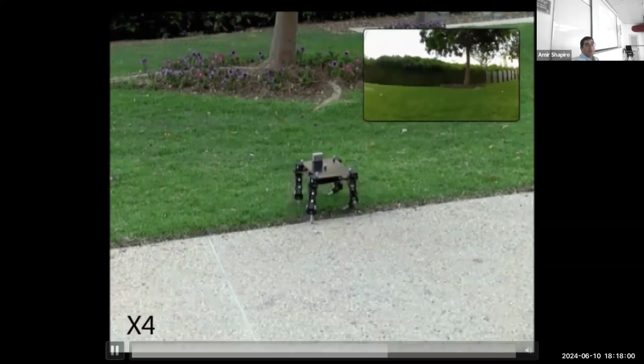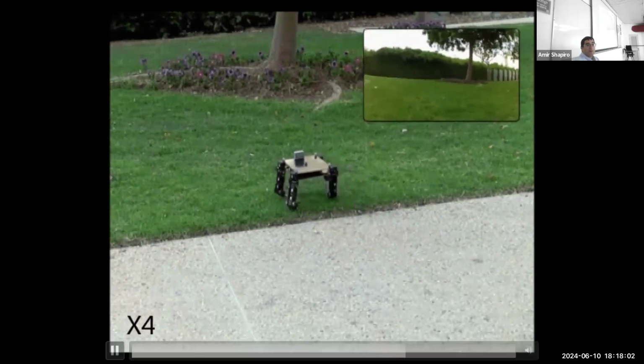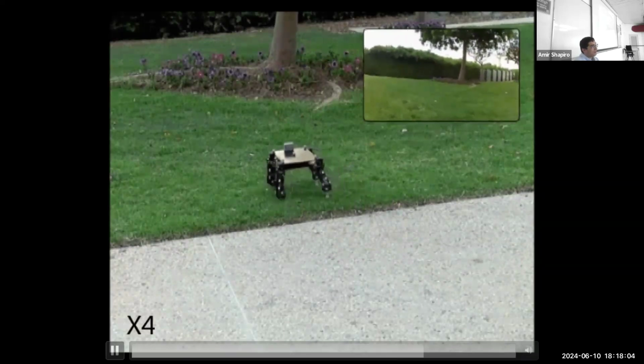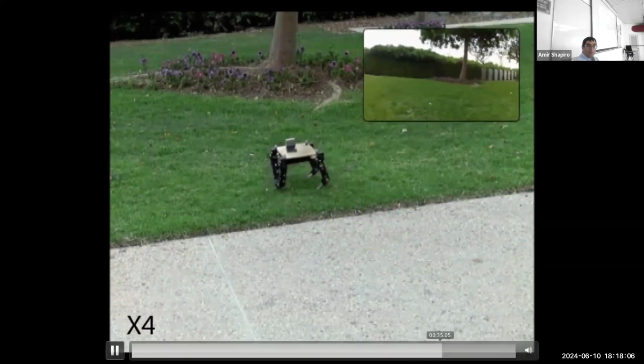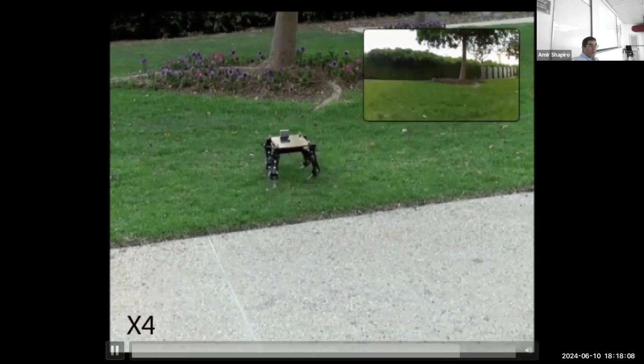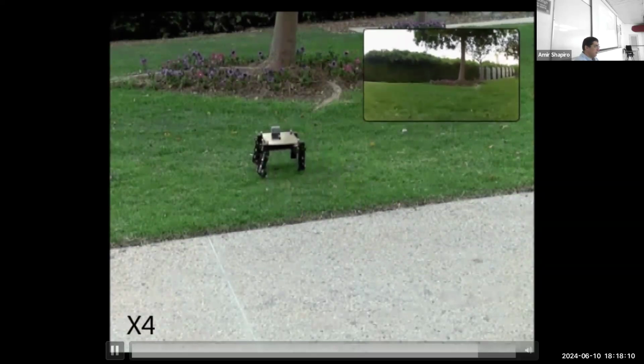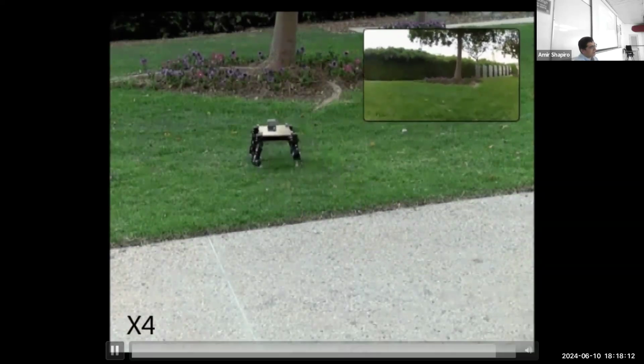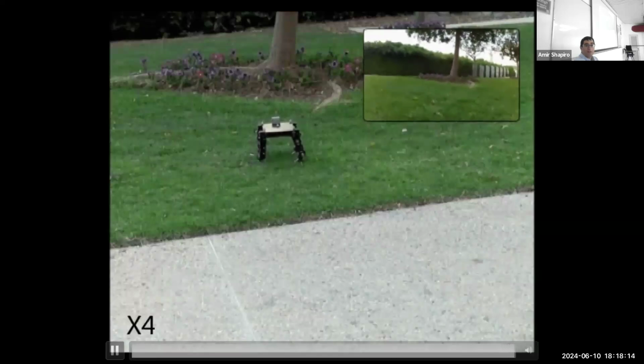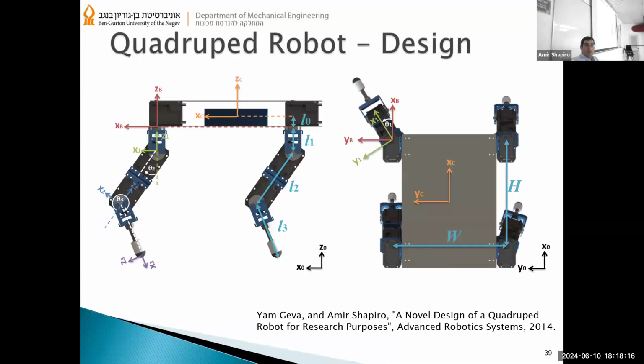This helps with the stability, yes. You have to move the body, but it depends when you move the body. Okay, about the kinematics. Here we have 3 degrees of freedom for each leg. Pretty simple.